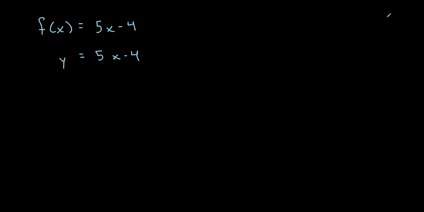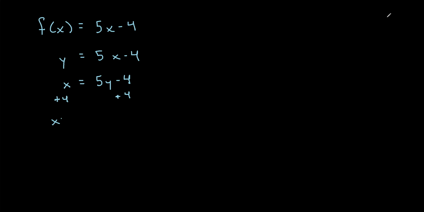Okay, the first step to finding the inverse is we need to flip the x and the y. So instead of y equals 5x minus 4, let's write it as x equals 5y minus 4. So we just flip the x and the y, and now we solve for y. So how can we get y all by itself? Well, we can add a 4 to each side to start with.